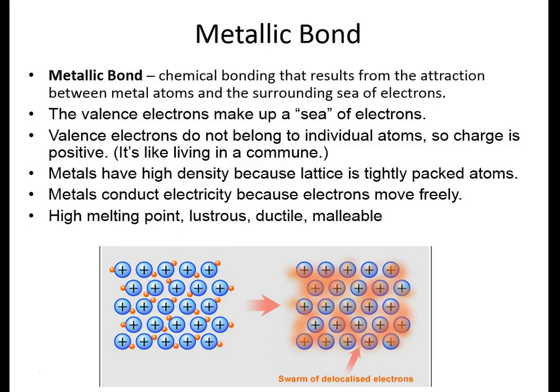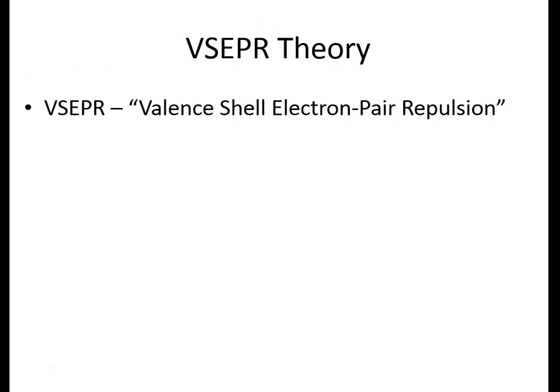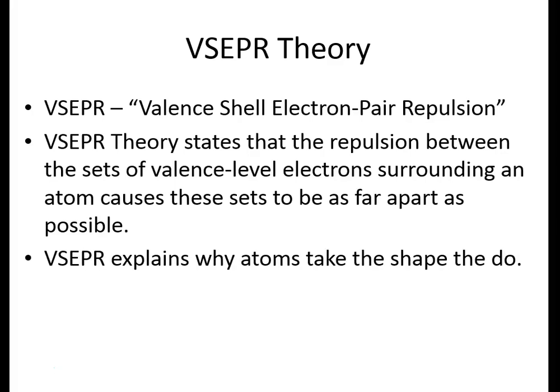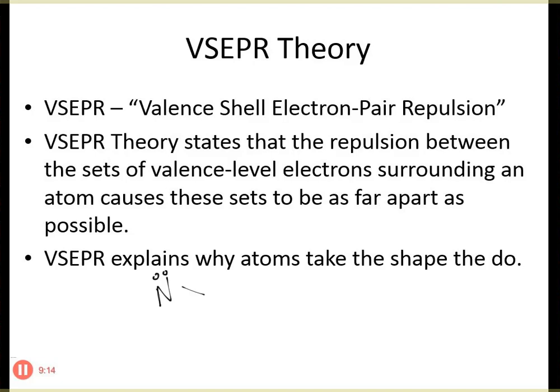All right, moving along. We talked about the VSEPR theory, which is the valence shell electron pair repulsion. It states that the repulsion between the valence electrons, the electrons want to be as far apart as possible, and it explains the shape. If we have a lone pair, like nitrogen, a lone pair up there is going to push these down, so the hydrogens are pushed downward. It's just like oxygen with 2 hydrogens. They want to be as far from each other as possible.